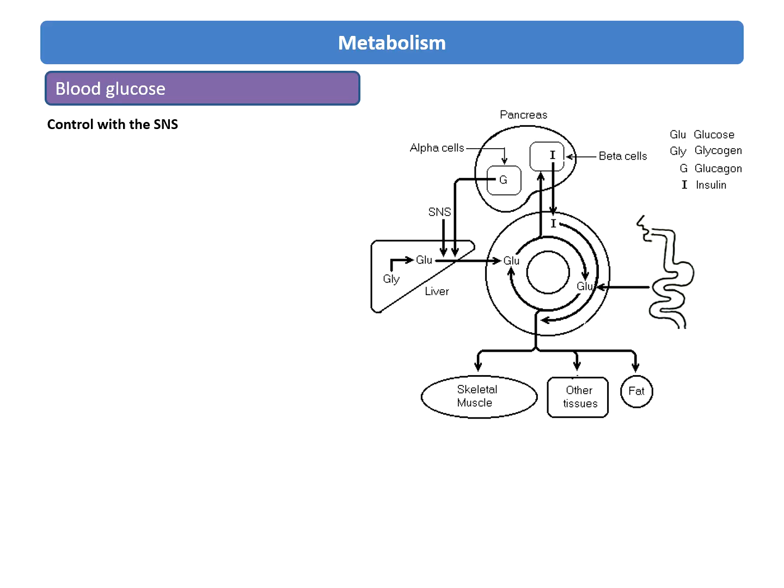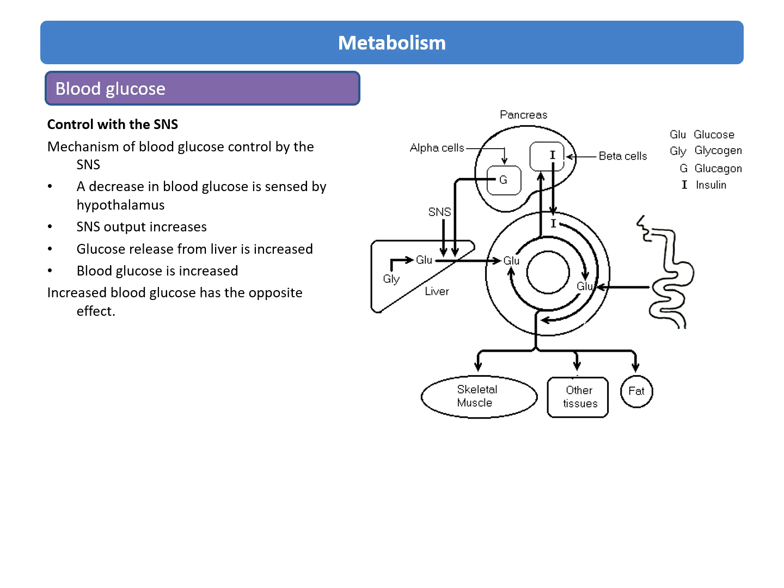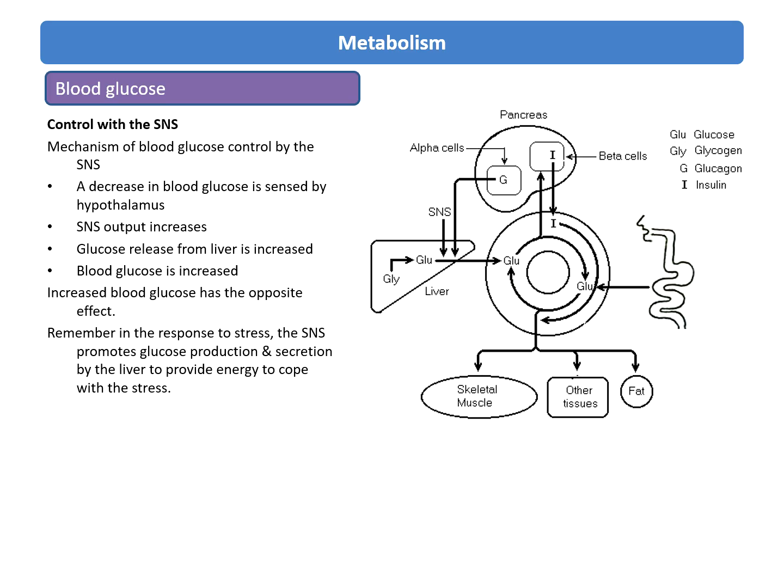Increased blood glucose has the opposite effect. How about the sympathetic nervous system? Mechanism of blood glucose control by the sympathetic nervous system involves a decrease in blood glucose that's sensed by the hypothalamus. The sympathetic nervous system output increases, glucose release from the liver is stimulated by the sympathetic nervous system, and blood levels of glucose rise. Increased blood glucose would have the opposite effect.